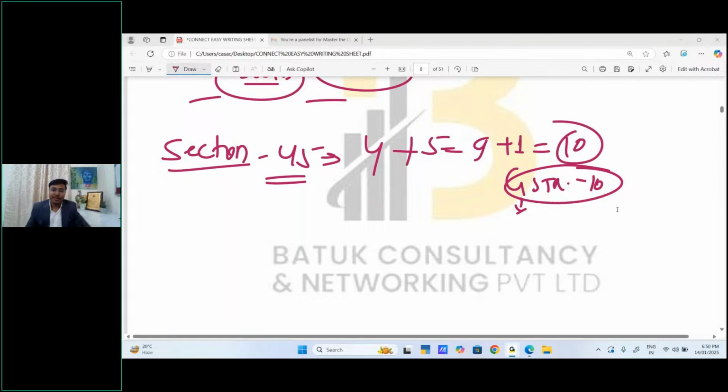4 plus 5 is equal to 9. Just add 1 from my side, that is 10. And GSTR 10 under GST is related to... Request everyone to put in the chat box.